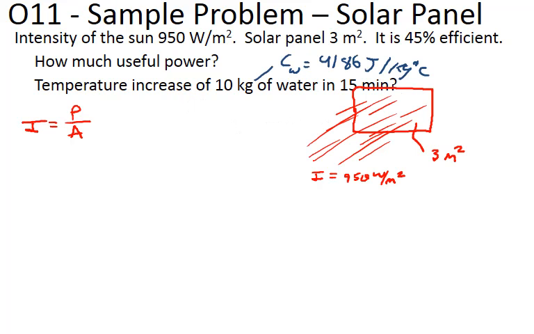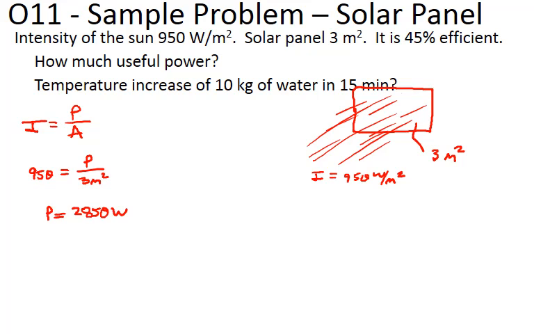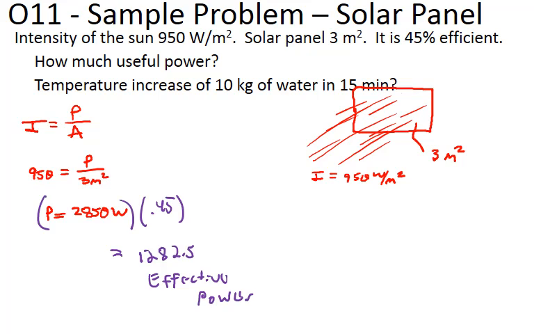All right, so let's see how we did there. Here's our panel. It's 3 meters squared is the area. The intensity is 950 watts per meter squared, and therefore the power there is 2,850 watts. But again, it's only 45% efficient, so we're only getting 1,282.5 watts of effective power out of that, which now we can use for water.